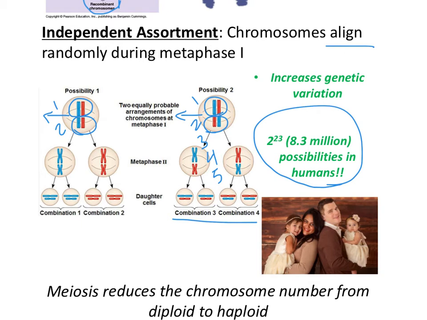The chance of you making the same egg cell twice or the same sperm cell twice is really not likely, especially when we add in the fact that crossing over can occur, and in reality these would be pieces of each. So there's a huge chance of genetic variation due to crossing over and independent assortment.